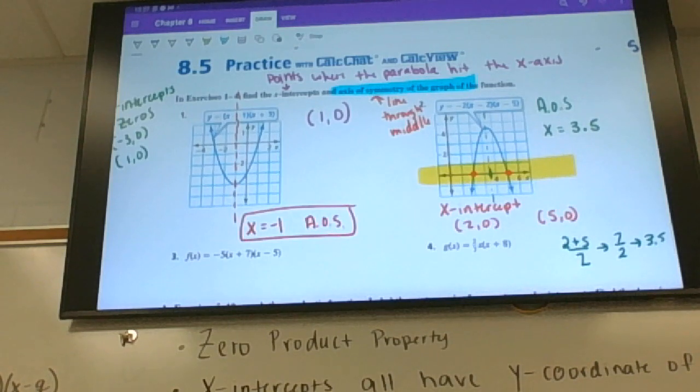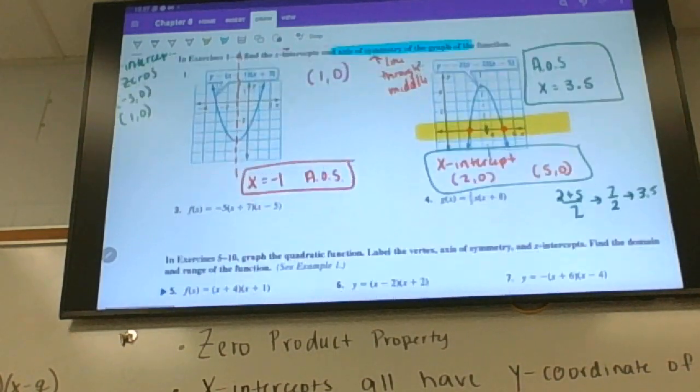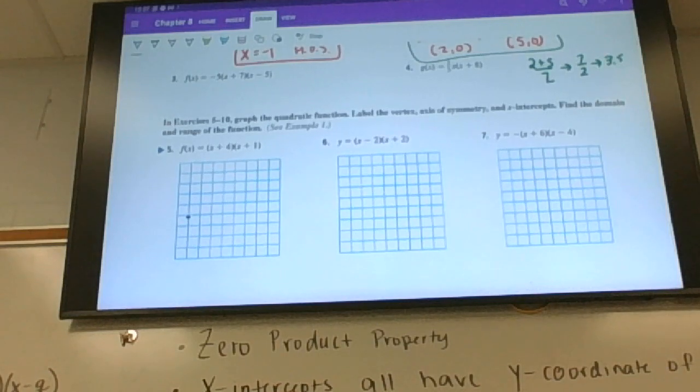All right, everybody good with 1 and 2? Ready to move on? Okay. I think we're jumping all the way to 5 though. Yeah, we're gonna go and actually make some graphs now.